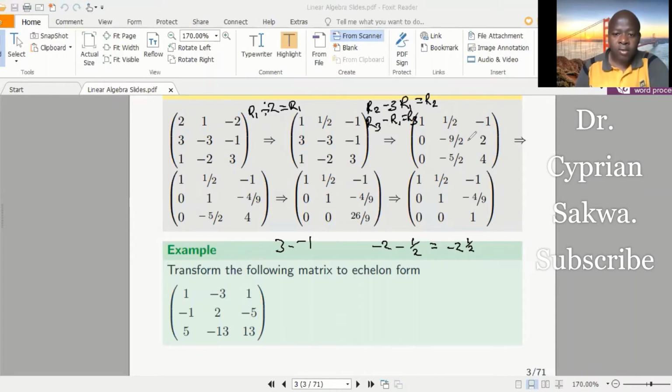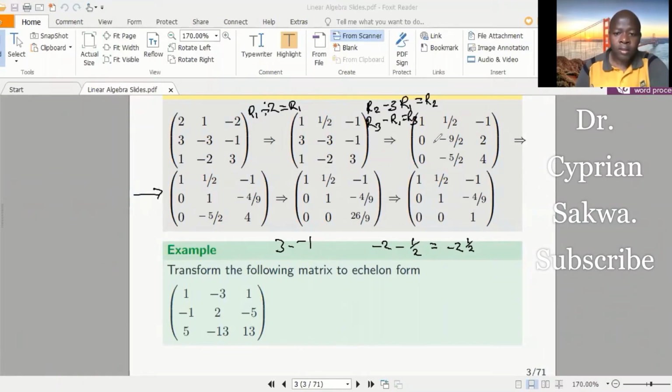We come to the second row, and I can see the leading element is this. We can use this to create a 0 below it. But what I did, I opted to use 1 here. I thought using a 1 here would be easier. And so that is what I used. So I created a 1 in this position by multiplying row 2.